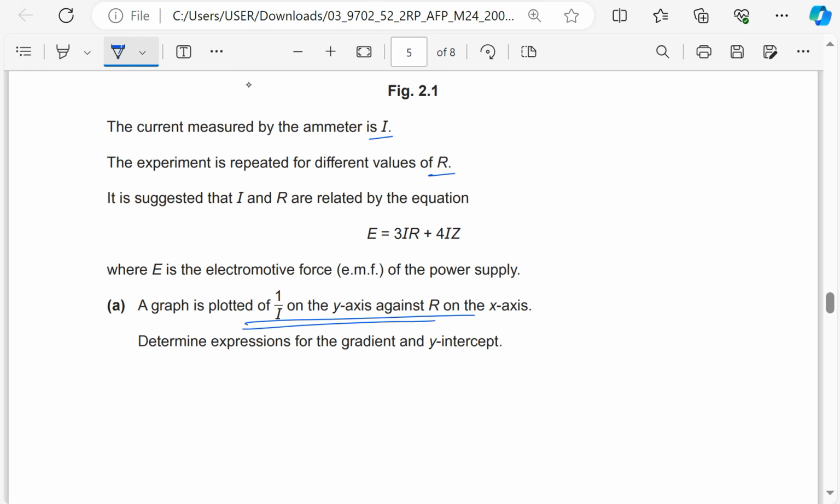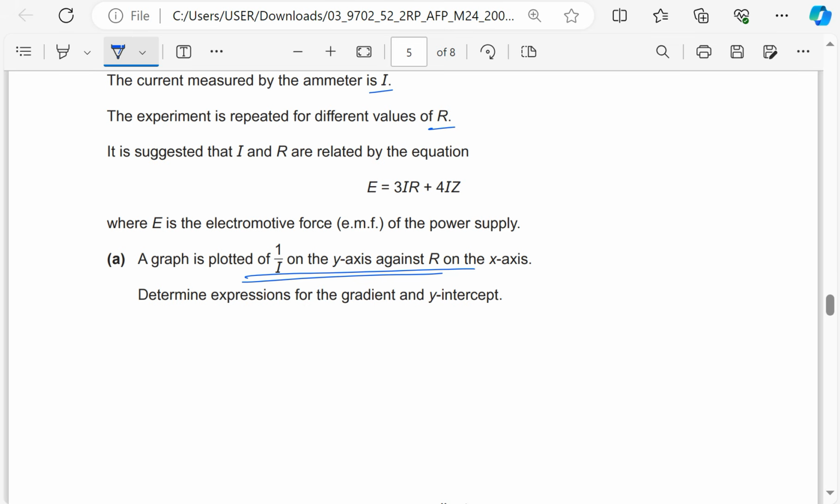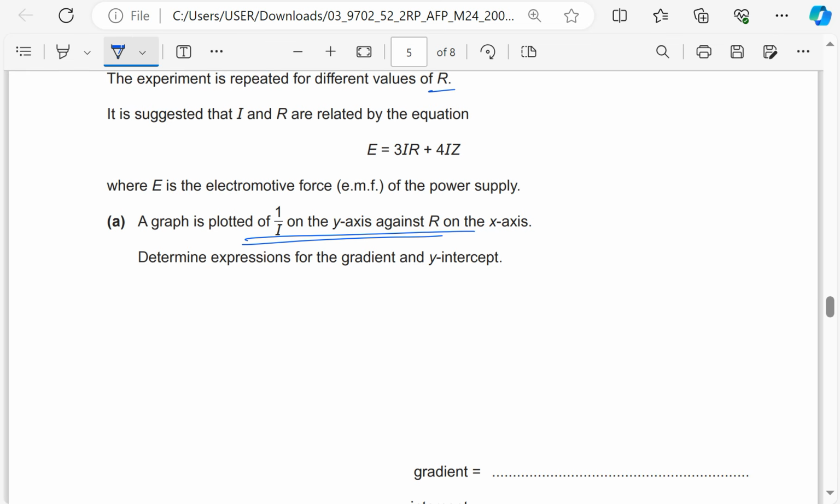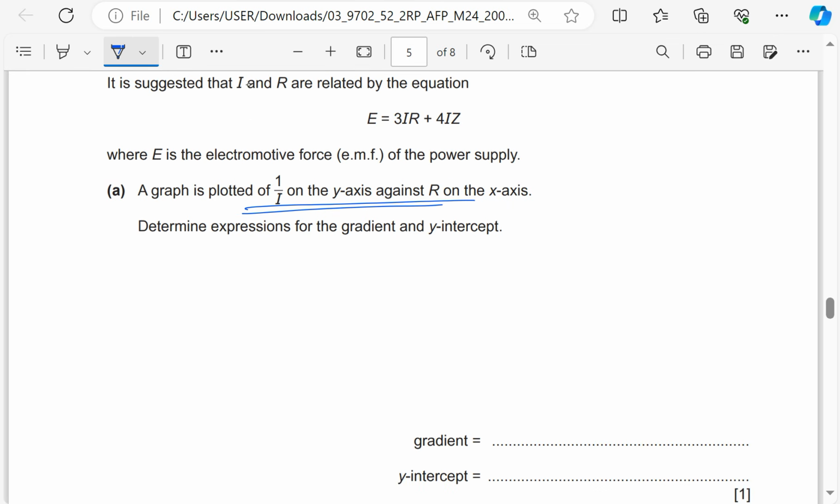You just look at this point here, which graph is to be plotted. Whichever is on the y-axis or anything related to what is on the y-axis should be made the subject. So from that equation, I will first of all divide by I both sides. So I have E divided by I is equal to 3R plus 4Z. Then 1 over I is equal to, dividing both sides by E, 3 over E times R plus 4Z over E.